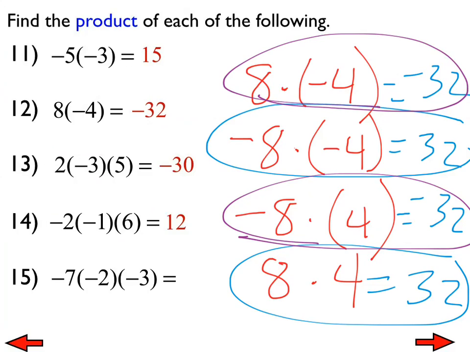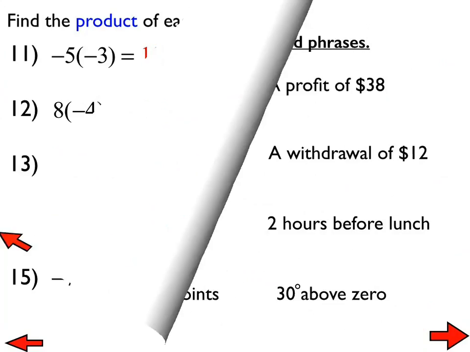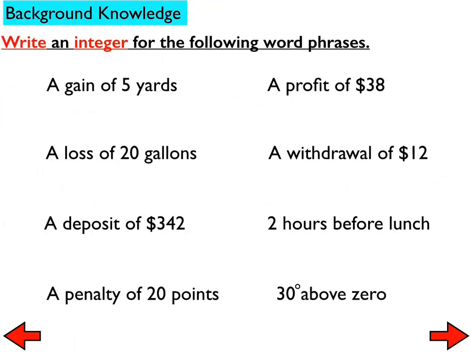All right, let's go to the back side of the notes. And a quick background knowledge. We need to review what these words mean as integers so that you can deal with the word problem. So a gain of 5 yards is a positive 5. A loss, is that positive or negative? Negative. A deposit, is that positive or negative? Positive. A penalty. Negative. A profit.